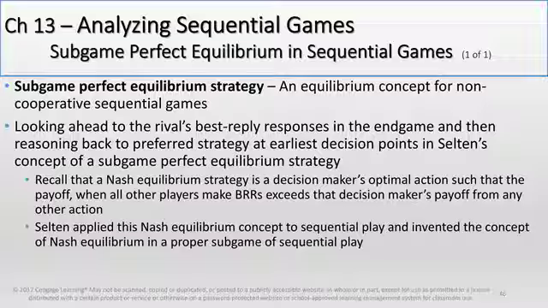The strategic takeaways: subgame perfect equilibrium ensures credibility, consistency, and foresight. It is critical for business strategy, legal contract enforcement, policy design, and repeated or staged decision environments.